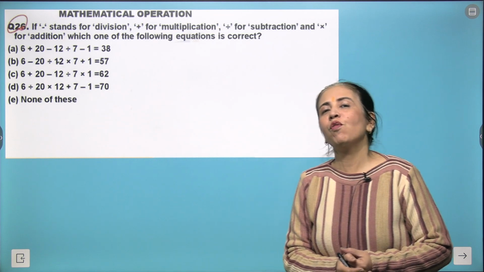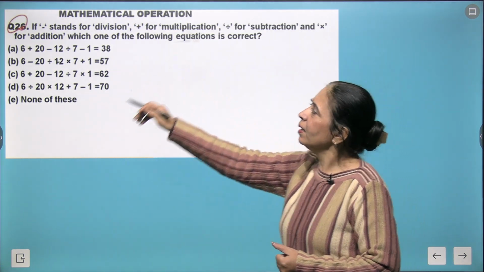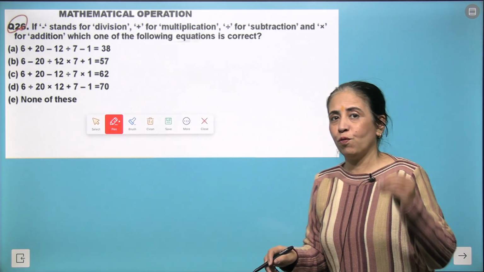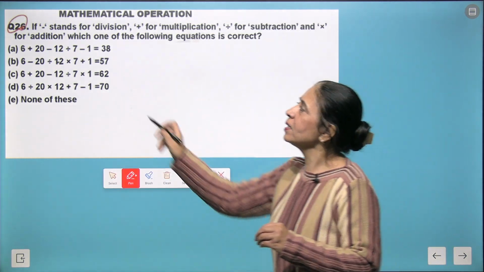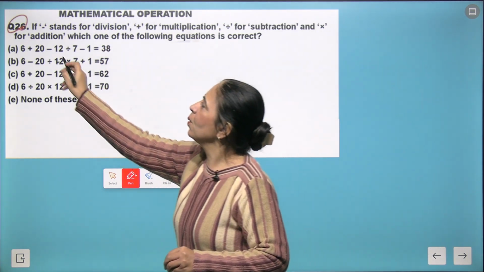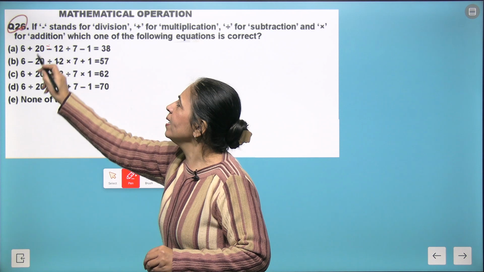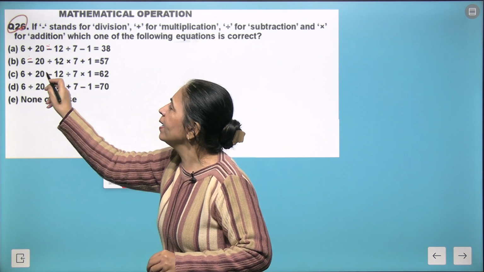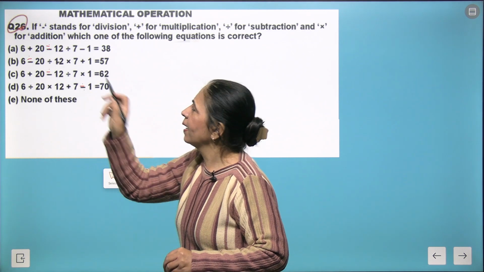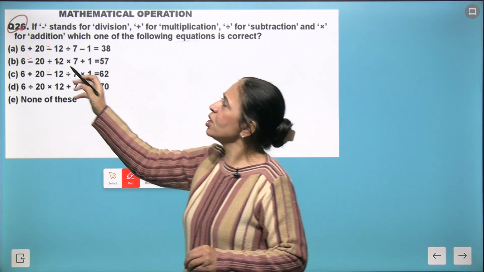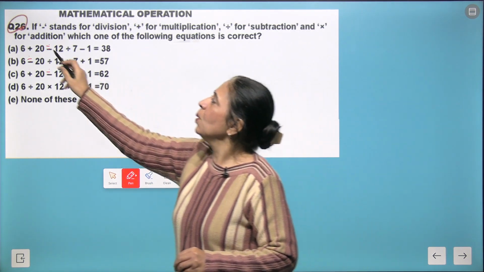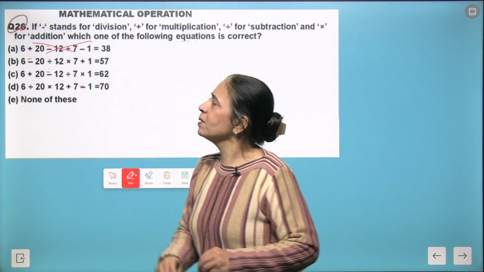Now a question of another category. Here I am just replacing the symbols of operations. The question says minus stands for division. Wherever we are looking at minus, let's make it a division sign, right? So this is again division and this is again division. Now let's check. Can we divide 20 by 12? I think this won't be possible.